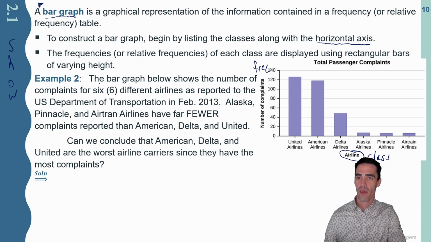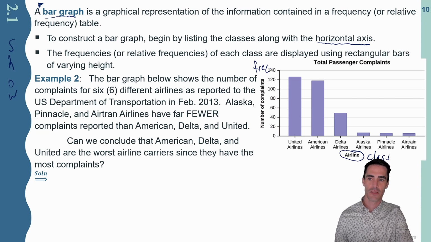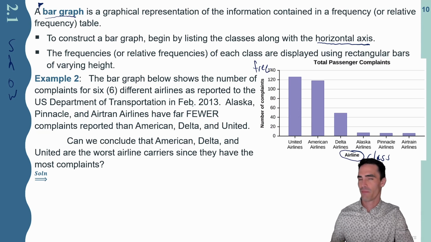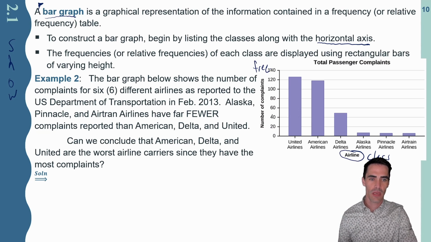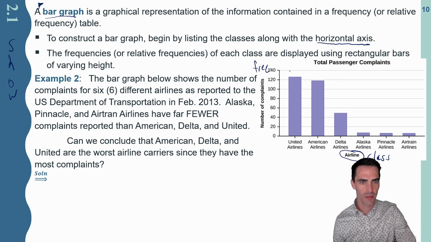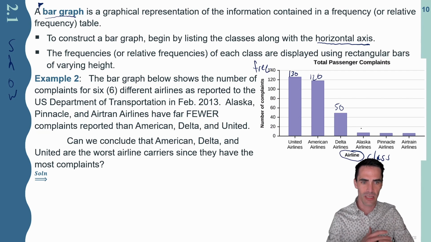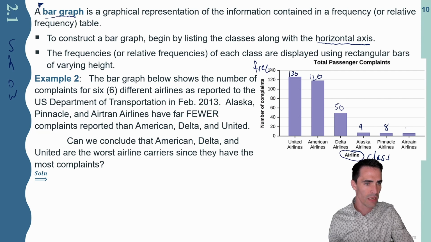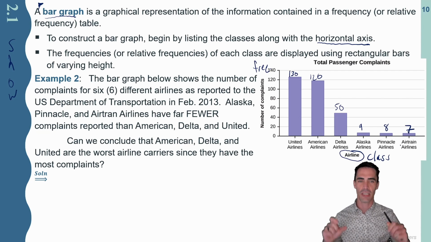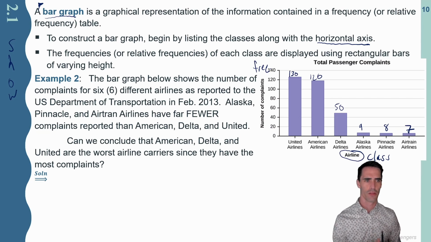Here goes. The bar graph below shows the number of complaints for 6 different airlines as reported to the U.S. Department of Transportation back in February 2013. One thing you'll notice, if we started to count this, let's say this is around 130, maybe this is around 120. Down over here, this is Delta Airlines. It looks like they got somewhere around 50 complaints. But for some reason, it almost is like these airlines are getting no complaints at all. Maybe they got, let's go with 9 complaints here, 8 complaints, and 7 complaints. Very, very few complaints for these other 3 airlines.